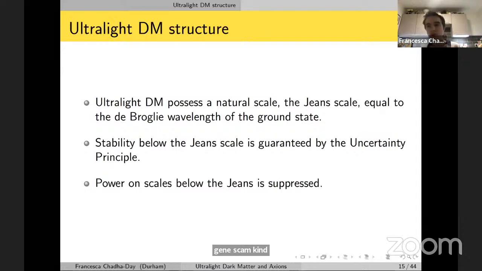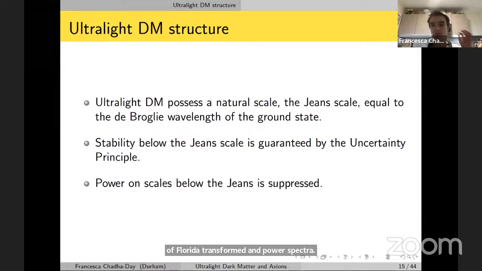A way of thinking about this in terms of Fourier transforms and power spectra is that power on scales below the Jeans scale is suppressed. And this is really the key fact that makes ultralight dark matter structure different from WIMP dark matter structure: below the Jeans scale, you don't see structure anymore because everything is washed out by the zero-point motion of these ultralight particles.